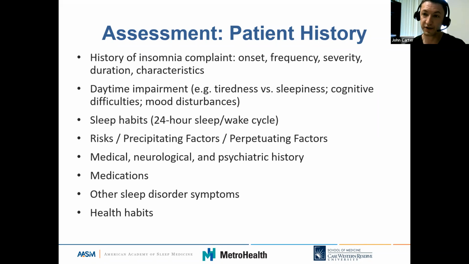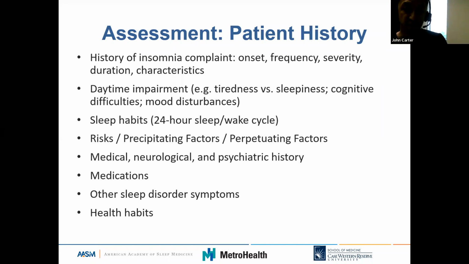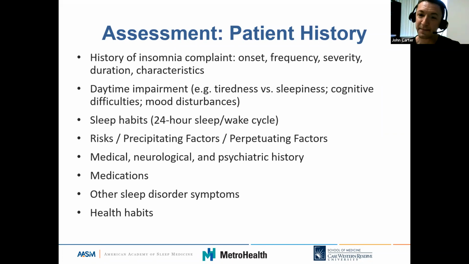It's important to assess their specific daytime impairment. What issues are they having? It's important to assess their risks and perpetuating and precipitating factors, what might have triggered this, and also what behaviors are perpetuating this. Obviously, a good medical, psychiatric, and neurologic history is important. Careful review of their medications and other substances is important as well. Occasionally, it's something simple. Stop having whiskey right before bed. Stop taking your anti-seizure medication right before bed, et cetera, et cetera. But it's often not that simple, but sometimes it is.